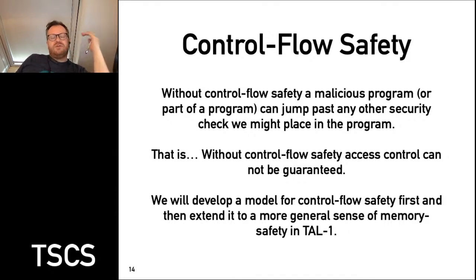So just a more close definition of what we mean with control flow safety. Without control flow safety, we've just seen that a malicious program can jump past any other security check that we might place in the program. And that gives us the conclusion that without any control flow safety, access control cannot be guaranteed. Whenever you have access control in a program, you typically have a branch condition or you call a function. And if you cannot rely on control flow safety, typically your access control is not worth anything.